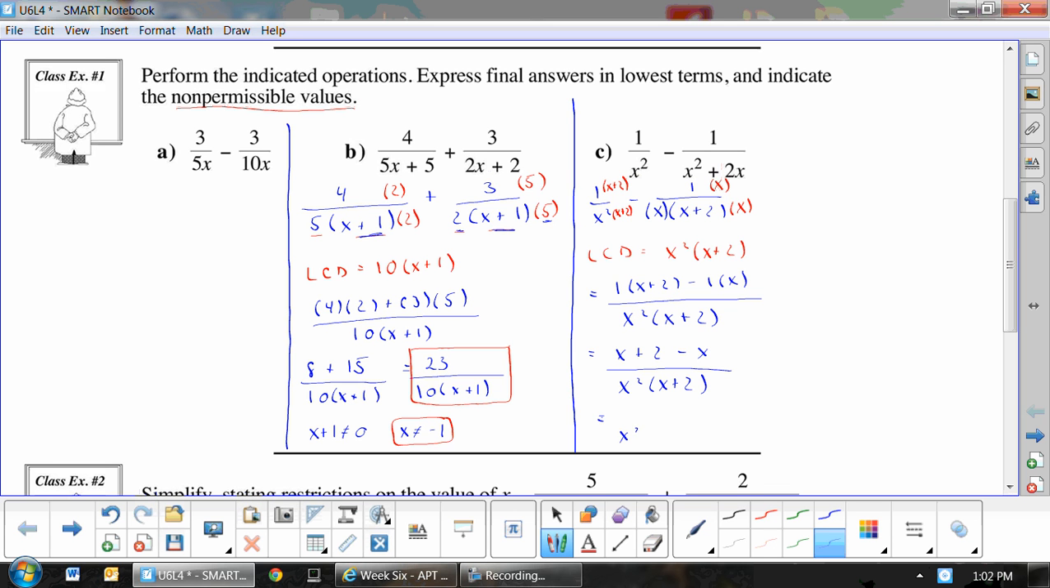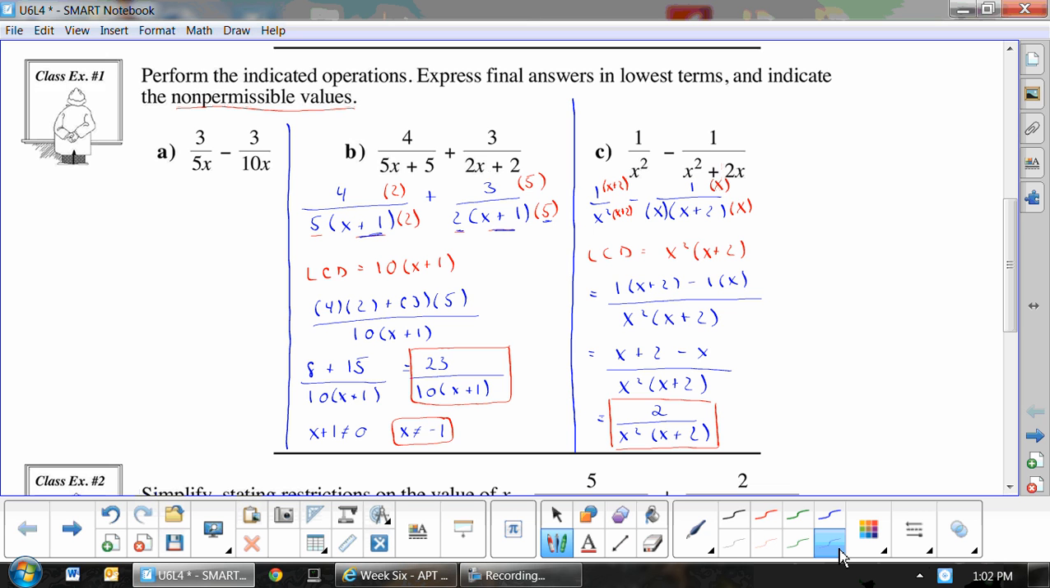And then we get x squared, x plus 2. And to simplify this, this is the same as having x minus x, so those are going to cancel out. And that leaves us with just 2. Okay? So we can't simplify this anymore. So this is our final answer.